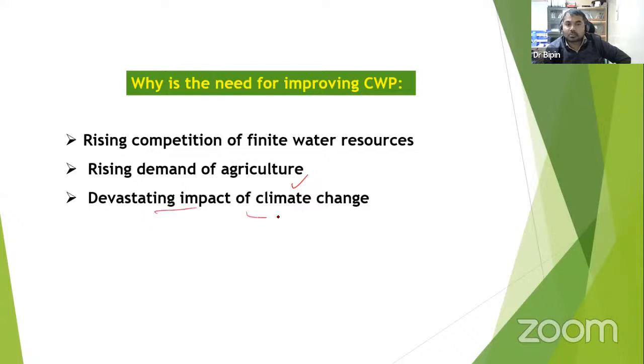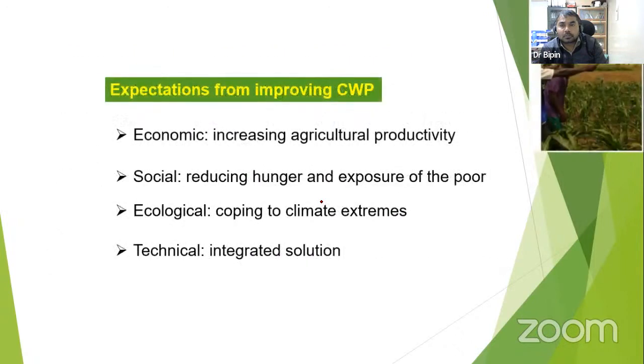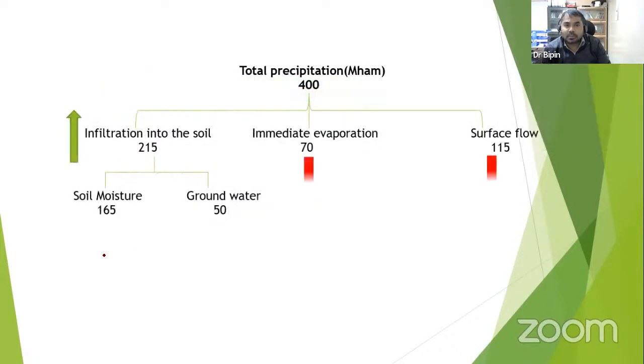Climate change is one of the very important aspects. Because of climate change, we are facing drought, lower frequency, and uneven distribution of rainfall. So that's why increasing crop water productivity by using these different efficient methods is very important. And what advantages will you achieve? By increasing crop water productivity, you can achieve economic stability, social stability, ecological balance, and integration of technology.